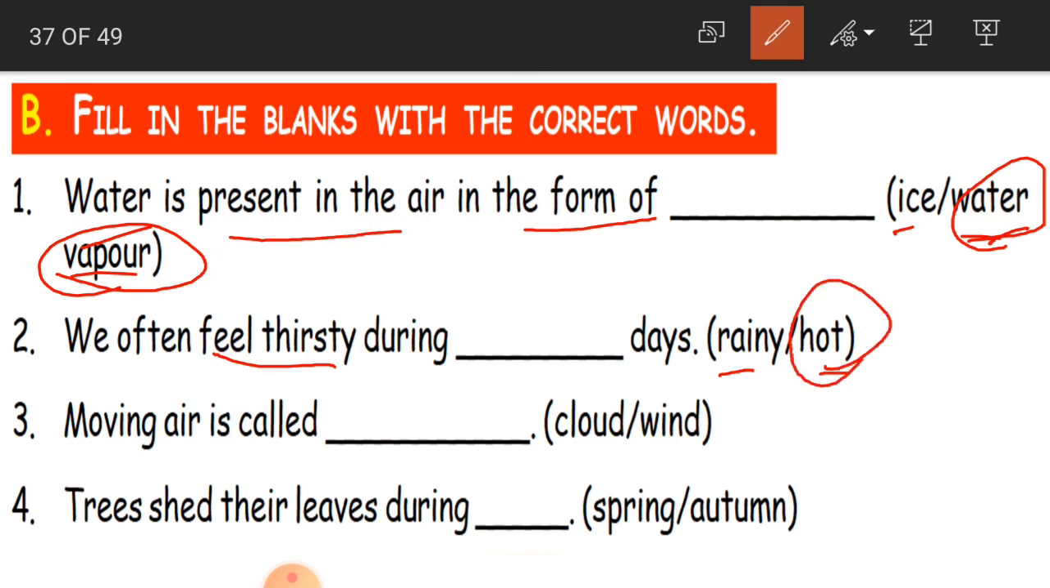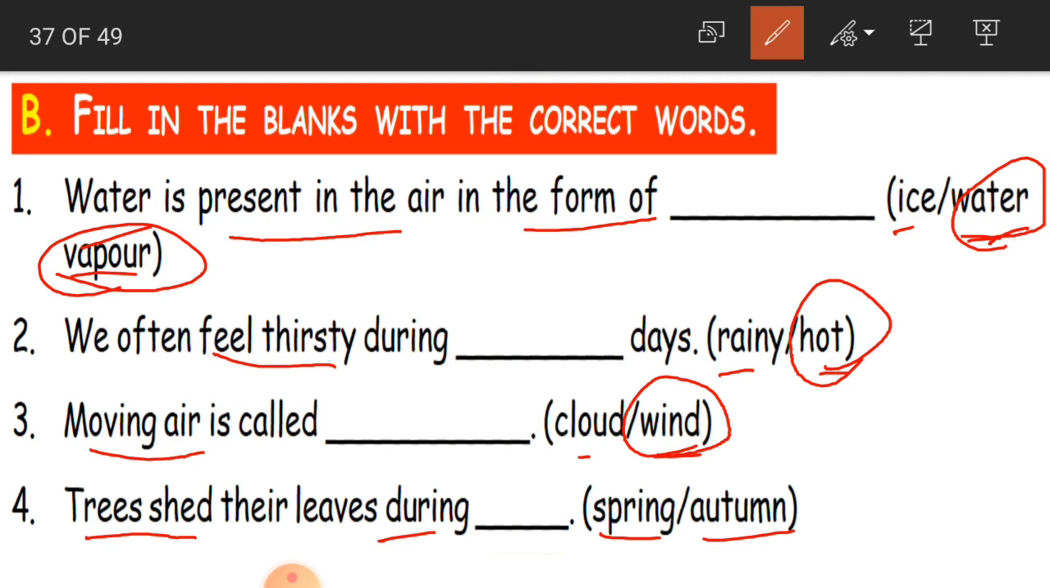Okay, children. Now the third one is, moving air is called dash, either cloud or wind. Answer is wind. Okay. Now, fourth one, trees shed their leaves during dash, whether in spring or autumn.